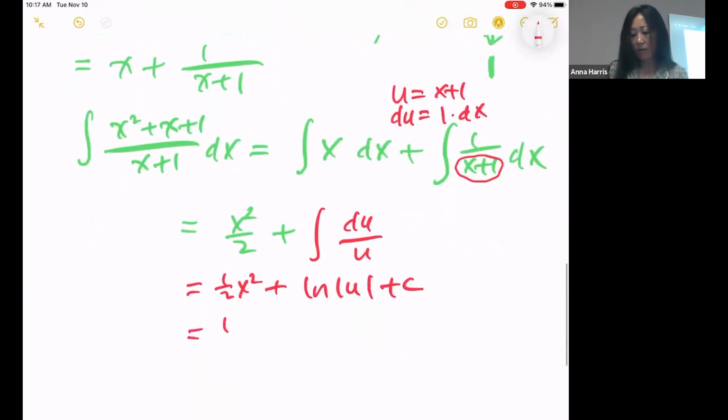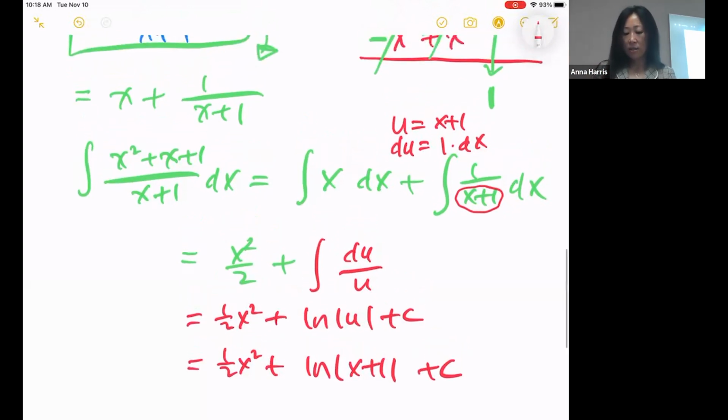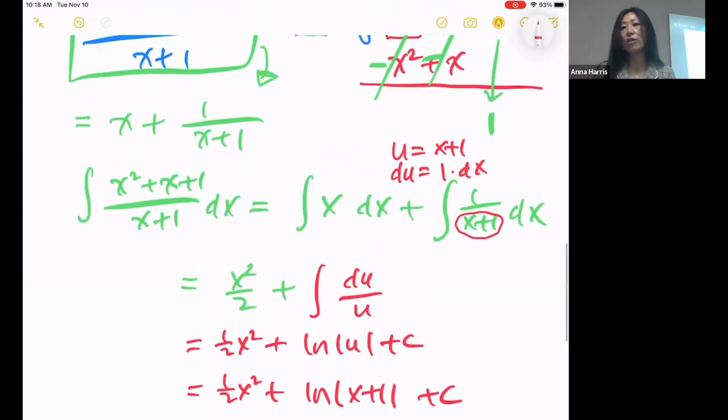Okay, and then you're gonna say, okay, I need to put back my u, which is x plus 1. So I'm done. In this case, you need to have your absolute value there because x can be a negative number, then you're gonna have a negative as your argument for natural log, which you cannot do. Natural log has to have non-negative numbers, okay? So you're done. Does this help you? Or do I need to do another example?